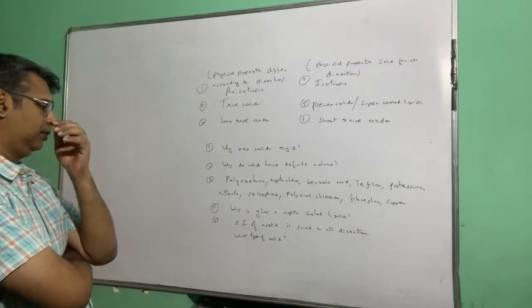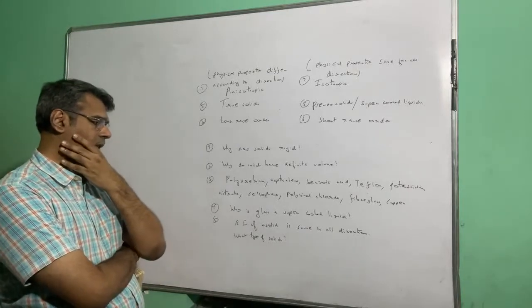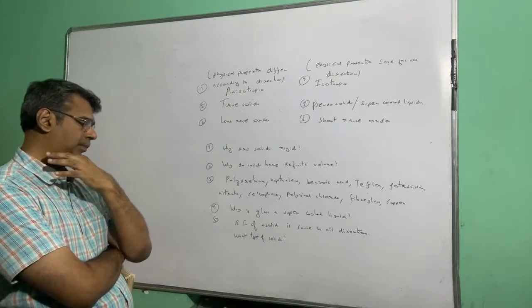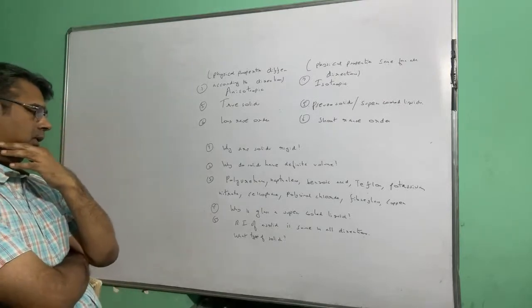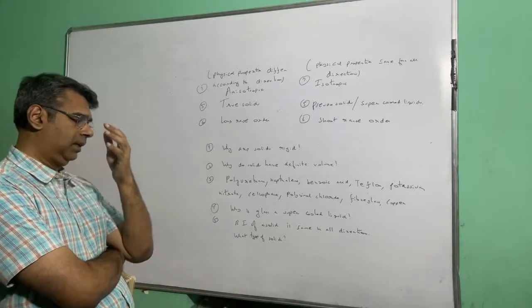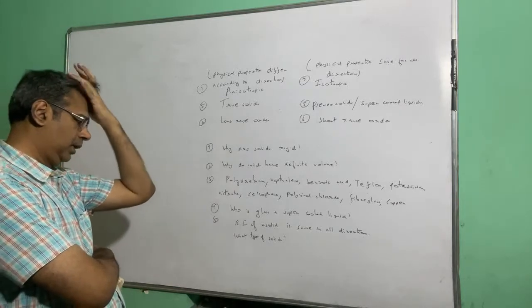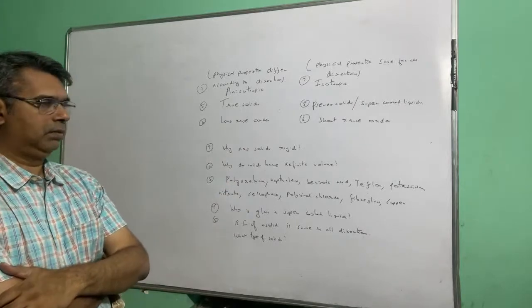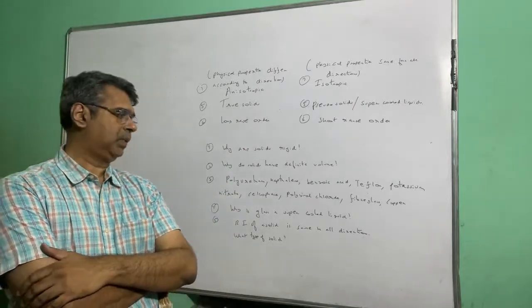Number 5, the refractive index of a solid is the same in all directions. So what is the type of solid? The refractive index of a solid is the same irrespective of which direction you are going. So the question is, what is the type of solid? That means you'll have to say whether it is amorphous or crystalline.